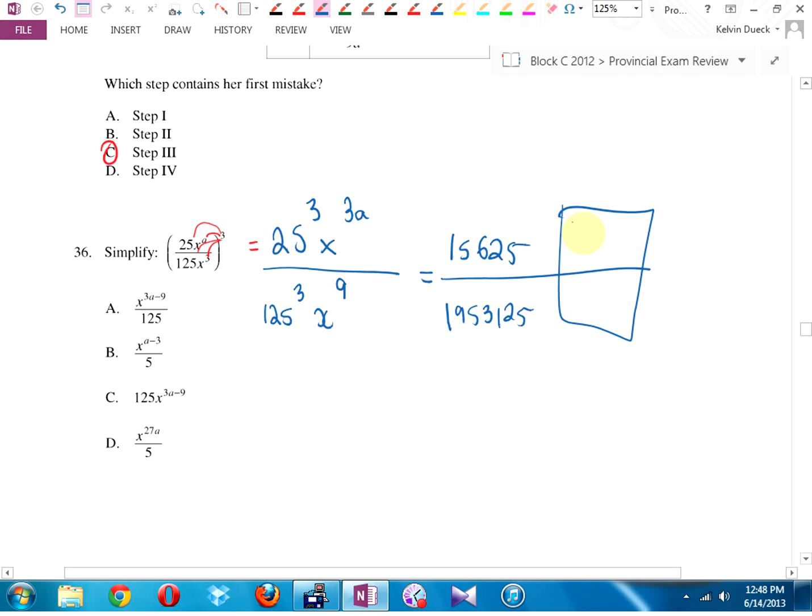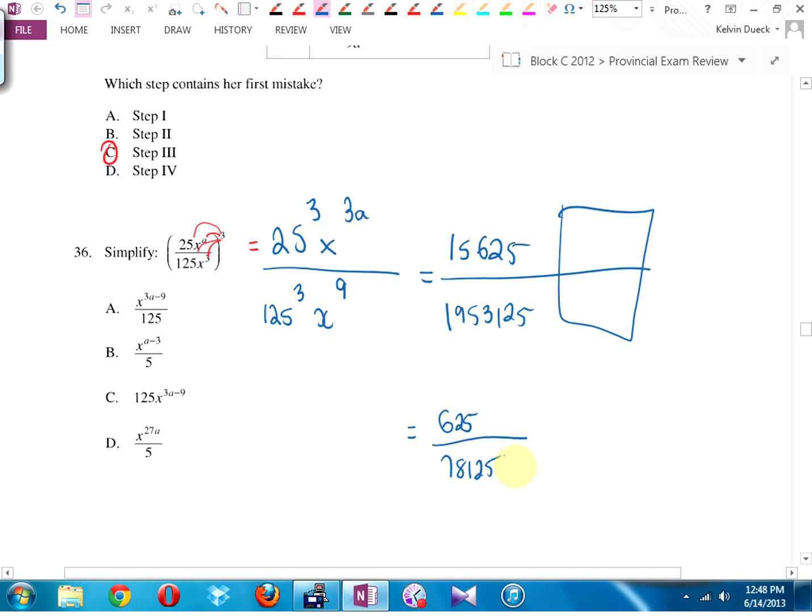What do you think goes into the top and bottom evenly? I guarantee 5. In fact, I think 25. I think 5 is going to work a bunch of times. Try dividing the top and bottom by 25. What do you get? Do you get 625 on the top? Yes? On the bottom, you get 78,125.